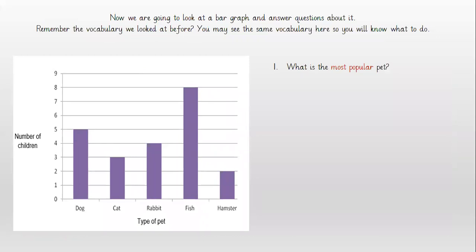Now we're going to look at the bar graph and answer questions about it. Remember the vocabulary we used before? You must see the same vocabulary here so you will know what to do. My first question about the bar graph, what type of pets that children prefer, is what is the most popular pet? And if I look at my bar graph here, I can see the longest column, the tallest column, is fish. And if I look across, I can see that 8 children preferred fish, and that is the most popular pet.